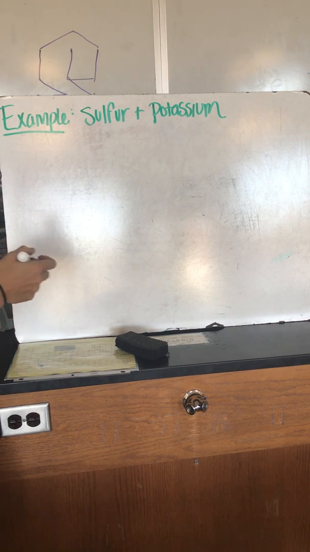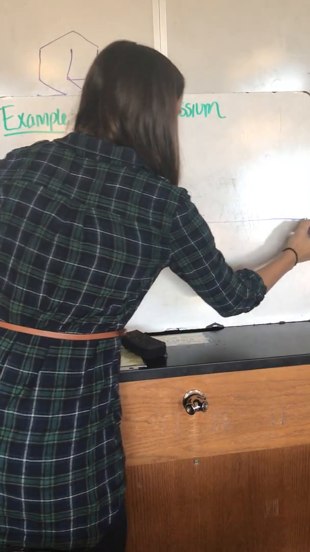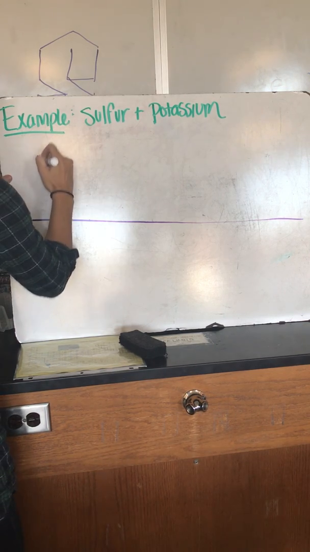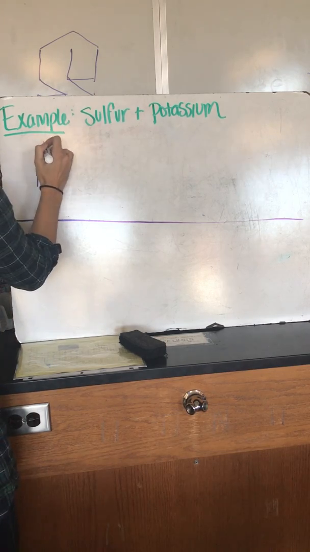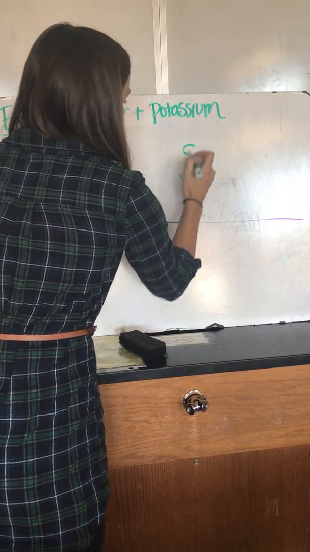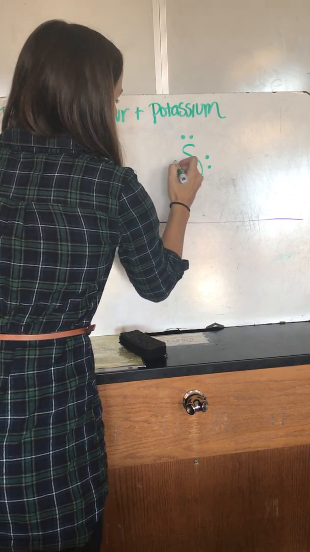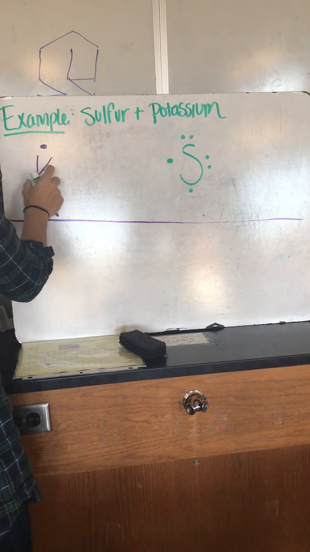So the first thing that I want to do is show you the two different models. The first one we'll do is the Lewis dot model. So potassium, if I was on my periodic table, is K and it has one valence electron. Sulfur is in group 16 and it has 6 valence electrons.